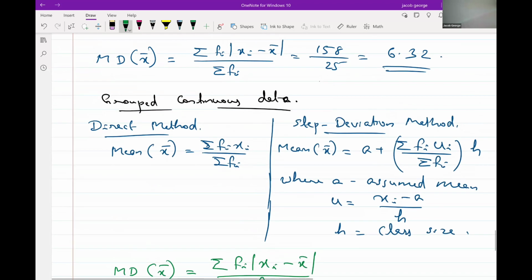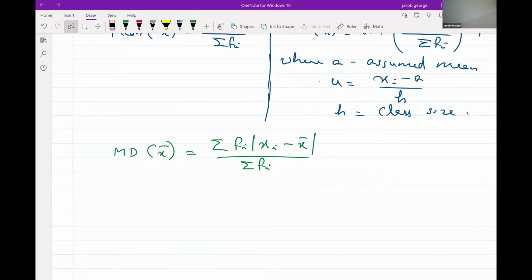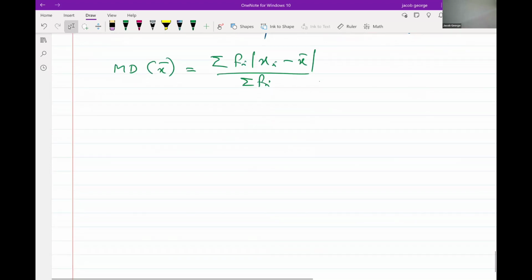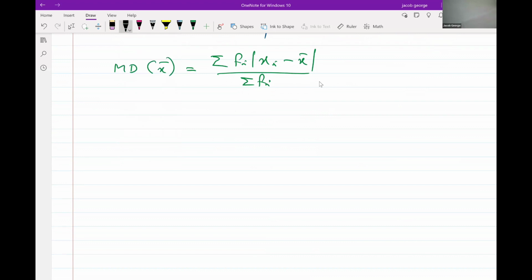Now see the heading once again. Continuous data means the data is given with a class interval like 0 to 10, 10 to 20, 20 to 30, and frequencies. That type of data is called continuous data. So please write the question: find the mean deviation about mean of the following data.